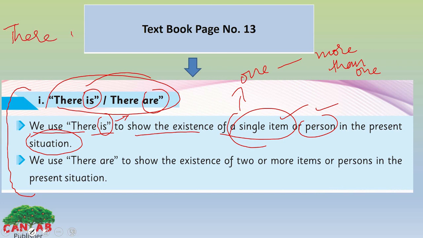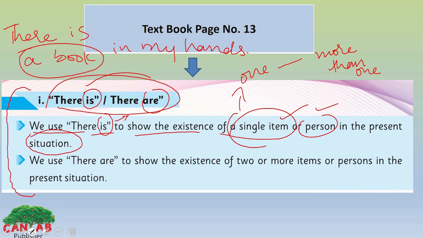There is a book in my hands. Here, a book is a singular item. So, we will add here there is, to show that there is one singular item here.